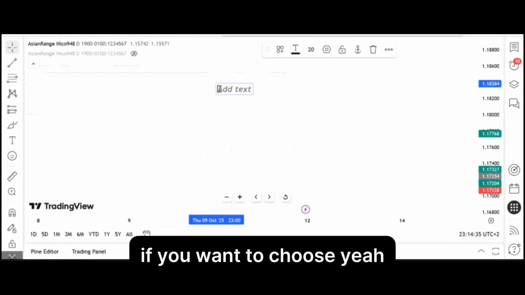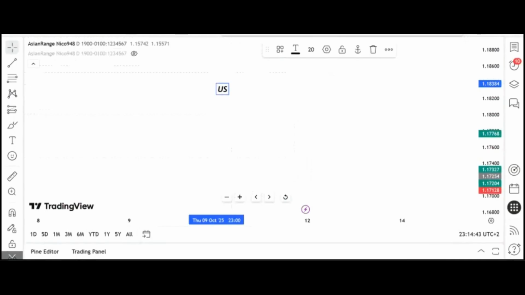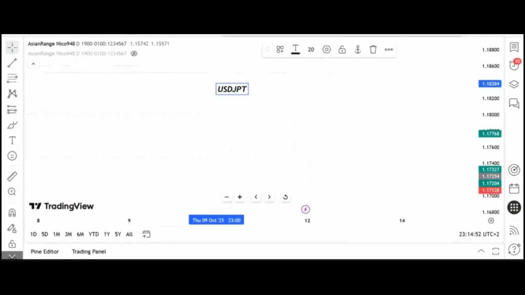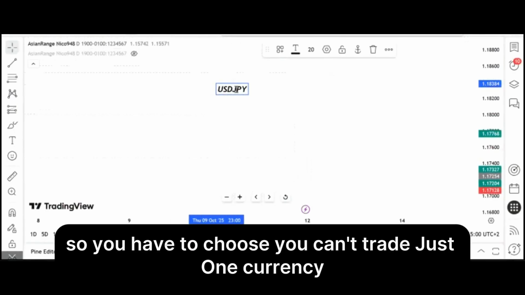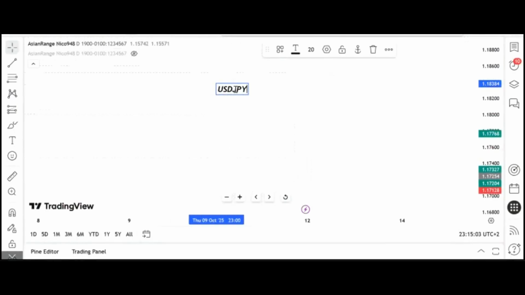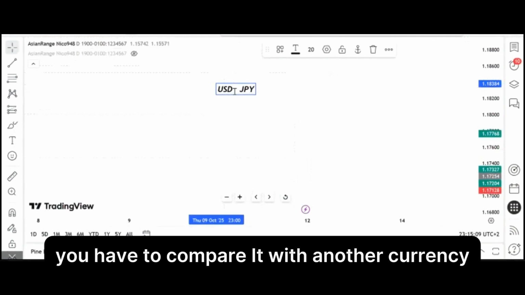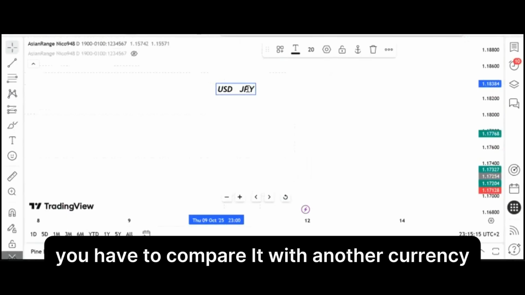Some persons like me normally love to trade USD JPY. So you have to choose. You can't trade just one currency. You can't trade only the dollar, USD. You have to compare it with another currency. You understand? You have to compare it with another currency.